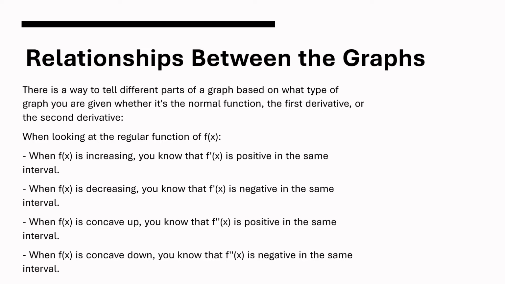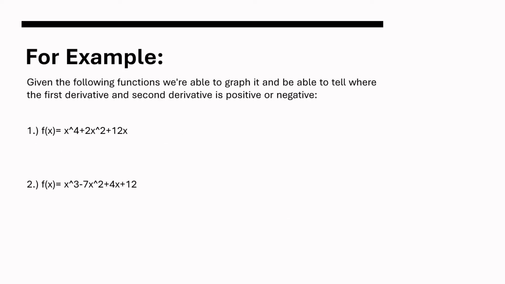As for when f of x is concave up, you know that f double prime x, which is the second derivative, is also positive. And if it's concave down, you know that f double prime x is negative. We're about to look at some examples that'll help visually understand it. On the next slide, it says, for example, given the following functions, we're able to graph it and tell where the first derivative and the second derivative are positive or negative. So let's start off by looking at the first equation. We have x to the fourth plus 2x squared plus 12x.